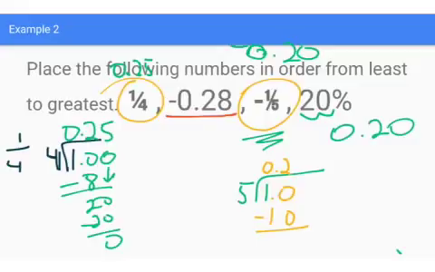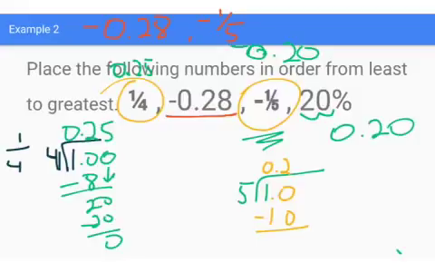So, going back to our example, we have a couple different negatives we need to look at. We have a negative 0.28 or negative 28 hundredths and a negative 20 hundredths. Well, the smallest value on that one is going to be the negative 28 hundredths, because 28 is farther away than 20. So that would be our smallest value. And then we would have the fraction of negative 1/5, because that's a negative 0.20.